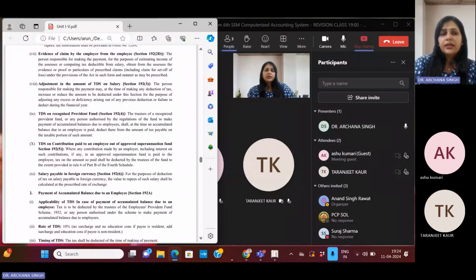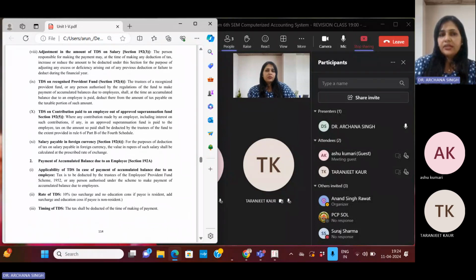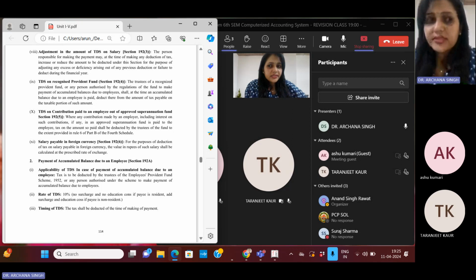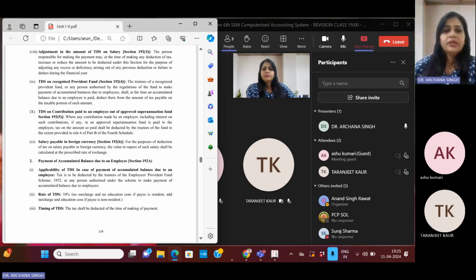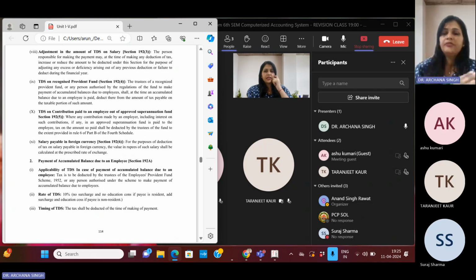Okay. Then next is adjustment in the amount of TDS on salary. If you want to have some adjustment in the amount of TDS on salary, then it comes under section 192 subsection 3. What it says: the person responsible for making the payment may, at the time of making any deduction of tax, increase or reduce the amount deducted under this section. For what purpose? For the purpose of adjusting any excess or deficiency arising out of previous deduction or failure to deduct during that financial year.